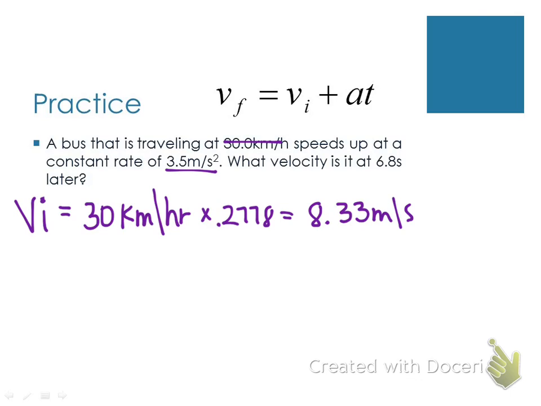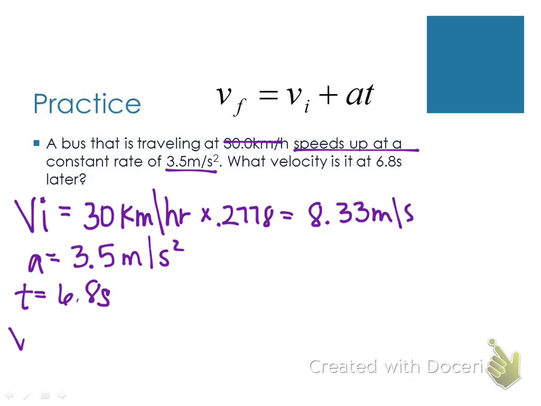What does my 3.5 meters per second squared tell me? Acceleration. Even if you don't get the lingo that it says it speeds up, we should be able to tell by the units itself that that's acceleration, because the units for acceleration are meters per second squared. Speeding up should tell us there's a change in velocity, which also indicates acceleration, but we should be able to tell by the units alone. And we know that 6.8 seconds is time. What variable are we solving for? Yep, V sub f, or final velocity.